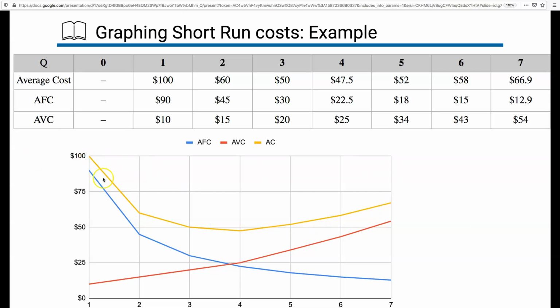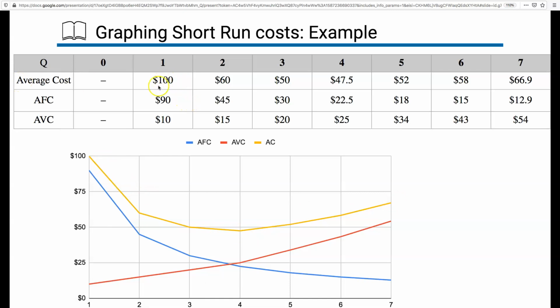It's going to be large for small values of output because average fixed costs are large when output is small, and then it's going to get to some minimum level at one point, and then it will start increasing again because average variable costs are large when the level of output is large. So the yellow line on this graph is the average cost, and it's the sum of the blue line and the red line, and you can see that it's never low. Average fixed costs and average variable costs are sometimes low and sometimes high, but their sum is always relatively high. And that curve is U-shaped.